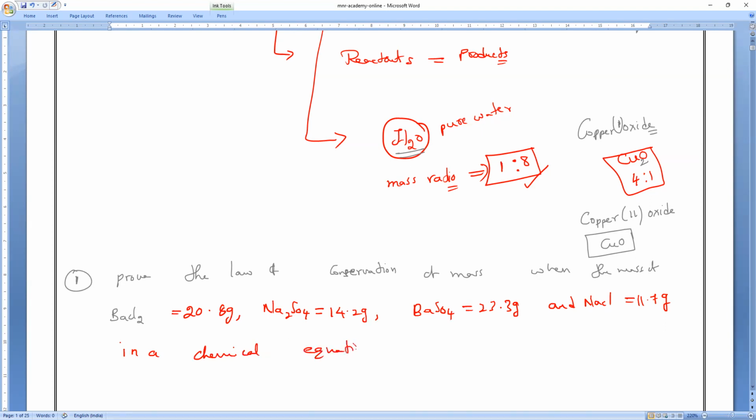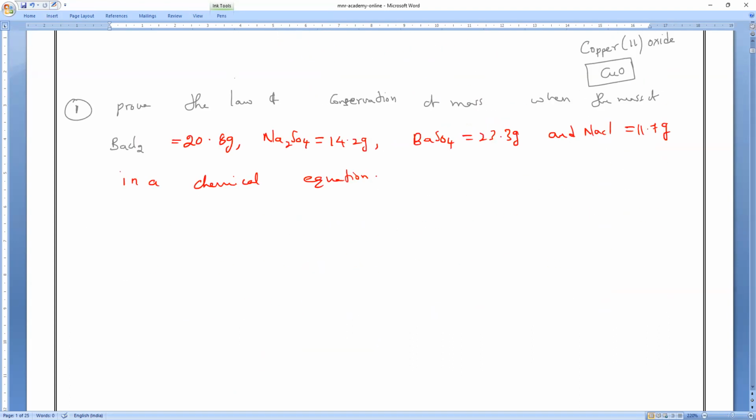In a chemical equation, now you have to prove that the law of conservation of mass is true. So what is the equation? Can you tell me which are the reactants? These two are the reactants and these two are the what? Everybody? Yes, please. Products. Understand it?